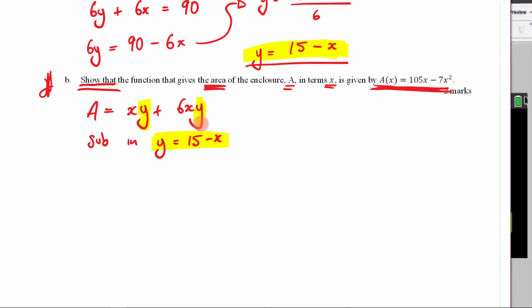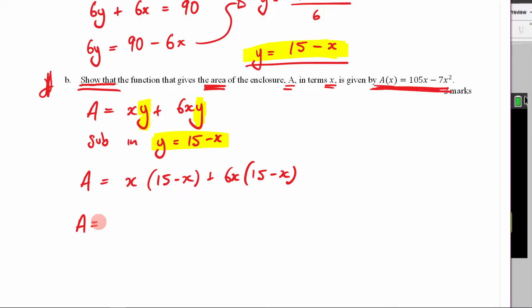And I want you to see what happens when we do this. I'm going to end up with A is equal to x, and then instead of y, I'm going to write 15 minus x, plus 6x, and then instead of y, 15 minus x. Then, as you can see now, I have A just in terms of x. There are no y's anymore. So the whole point of subbing that in was so that I could get A in terms of x alone. That was the point.